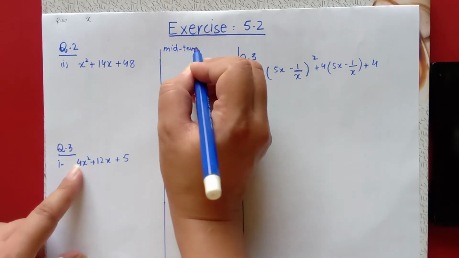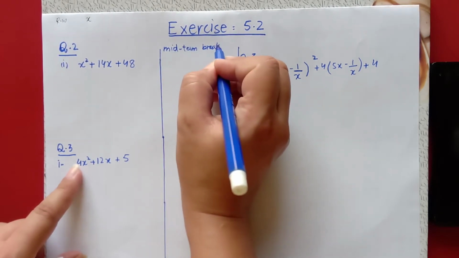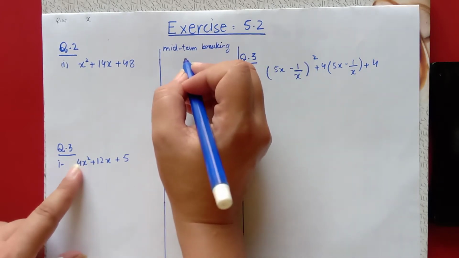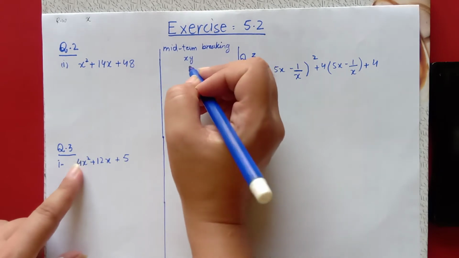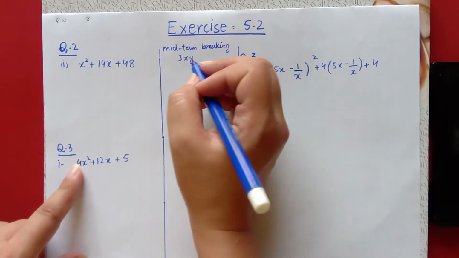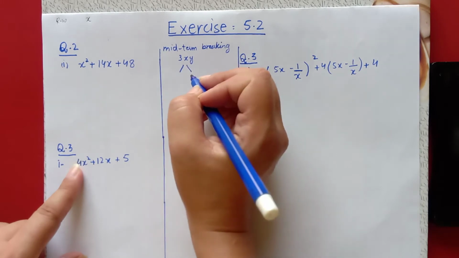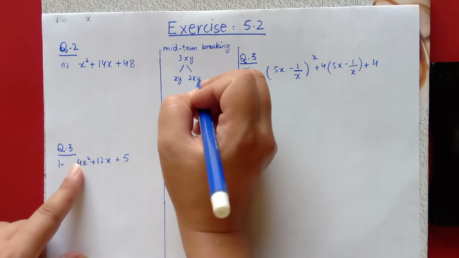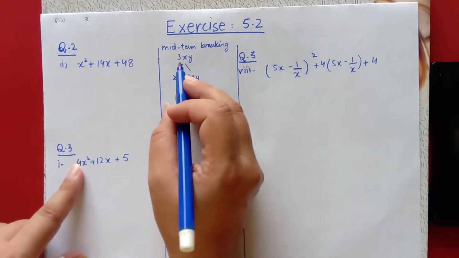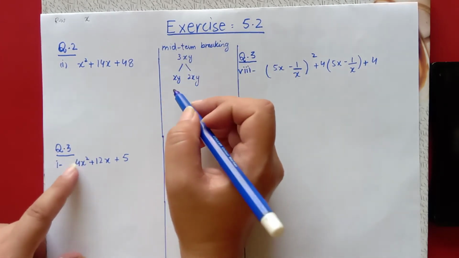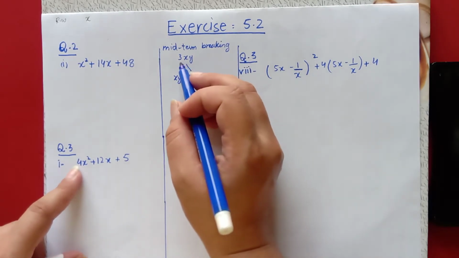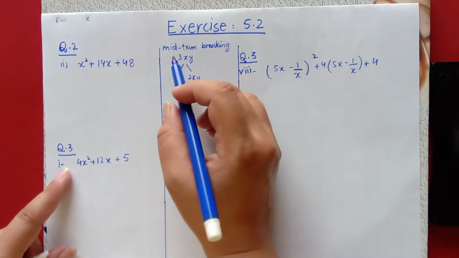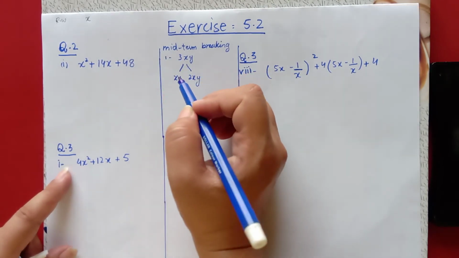When you do middle term breaking, we will break the middle term. Let's say I have a middle term that is xy, or let's say 3xy. I will break it into 2 terms. Let's say I break it into xy and 2xy. So you can see that on adding these 2, I will get 3xy again. Or if I write 4xy minus xy, then I will get 3xy again. So this is the first thing that we check in middle term breaking.